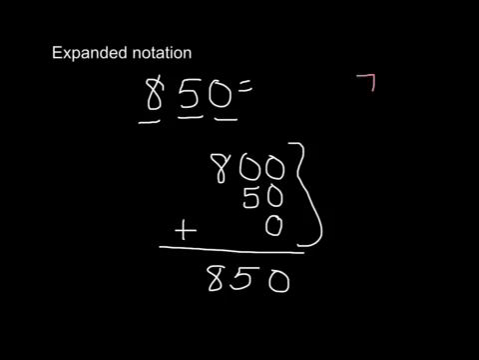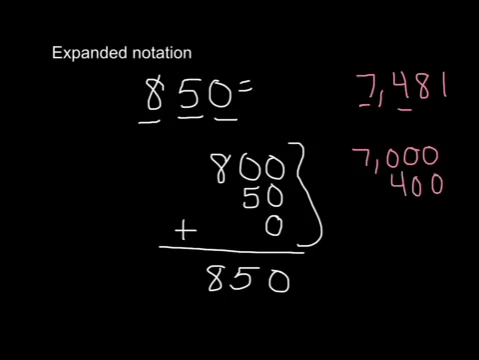Let's write the number 7,481 in expanded notation. How much is the 7 worth? Right, the 7 is worth 7,000. How much is the 4 worth? Right, the 4 is worth 400. How much is the 8 worth? Correct, the 8 is worth 80, and the 1 is worth just 1.